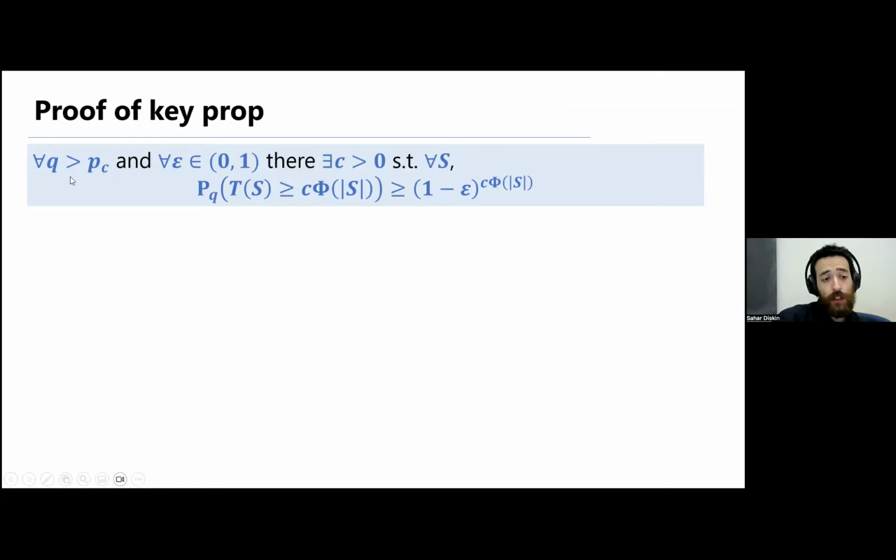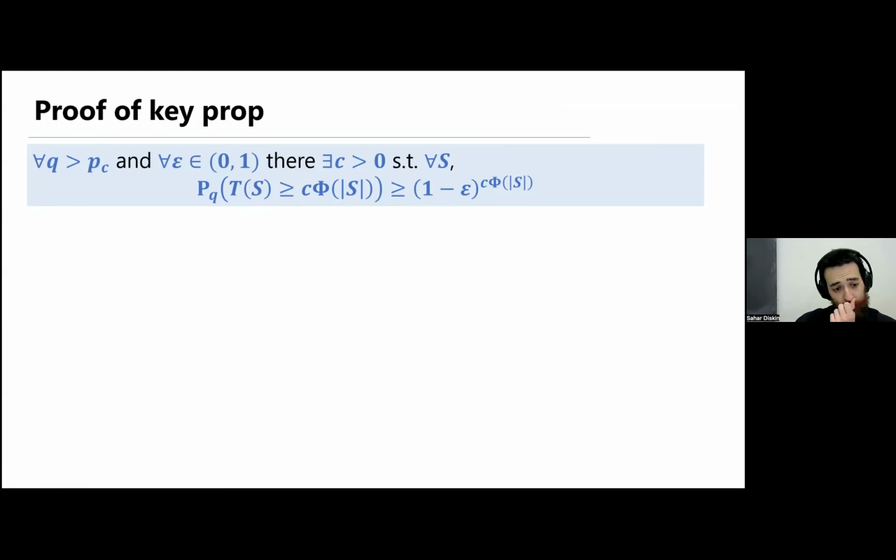We want to show that for any supercritical parameter Q and for every epsilon, we can find some constant C such that for any set that you give me, the probability that under Q percolation the number of touches of this set with the infinite component is at least C phi of S, is at least 1 minus epsilon to the C phi of S.